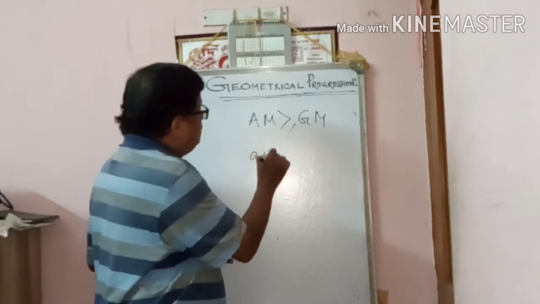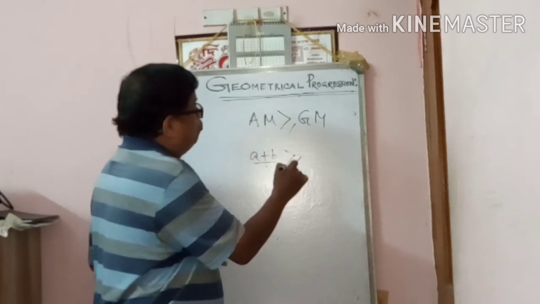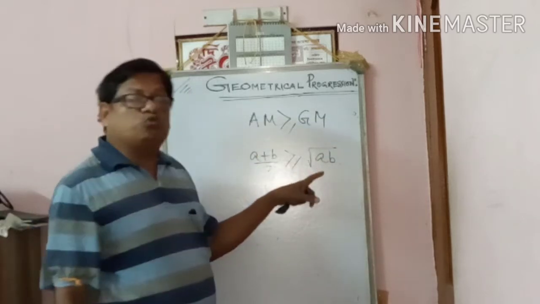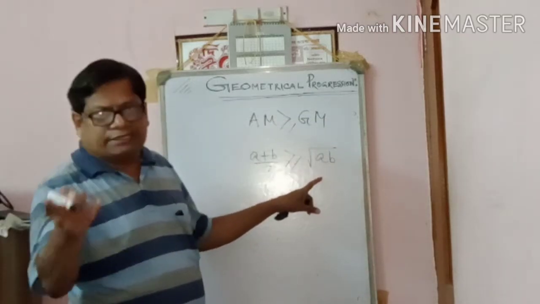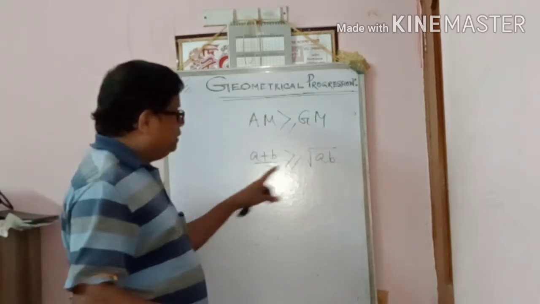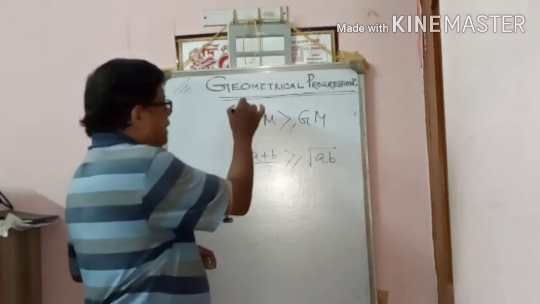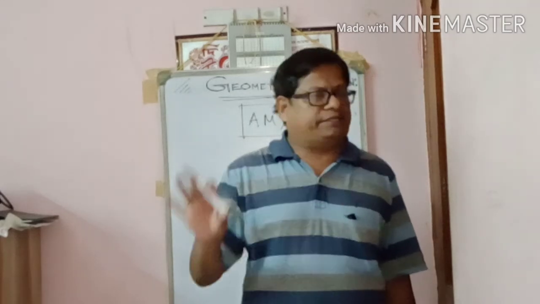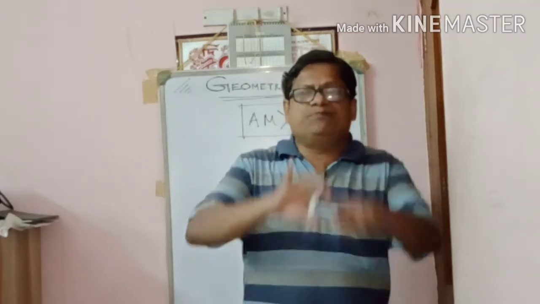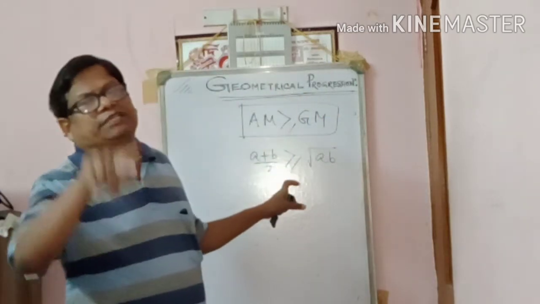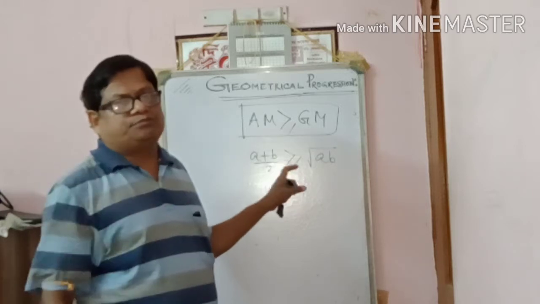So A plus B by 2 is always greater than or equal to root under AB. If A and B are different numbers, then A plus B by 2 is greater than root AB. If the same number is there, then the equal sign holds. So you have to write arithmetic mean is always greater than or equal to GM. If the numbers are different, then the greater than sign, and equal is not possible, so arithmetic mean is always greater than GM, okay?